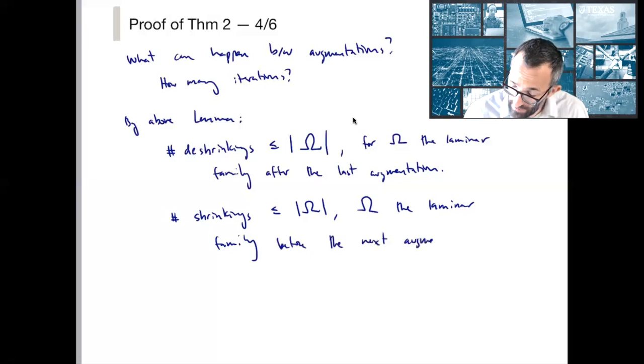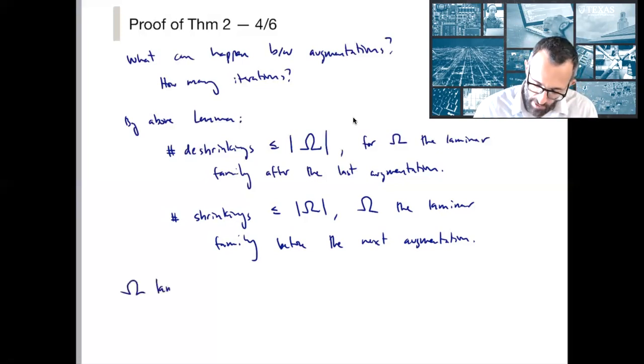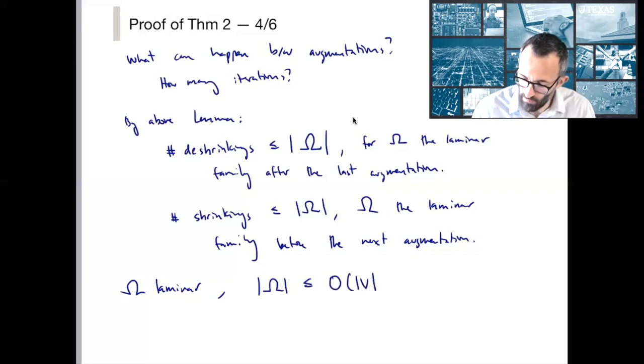This is what the lemma has bought us, and it's very important because it tells us that I can't possibly be shrinking and deshrinking forever. So in particular, if omega is any laminar family, I don't care how it was built, then the magnitude of omega is order v. And therefore, even if these aren't the same omega, I know that they are bounded by v.